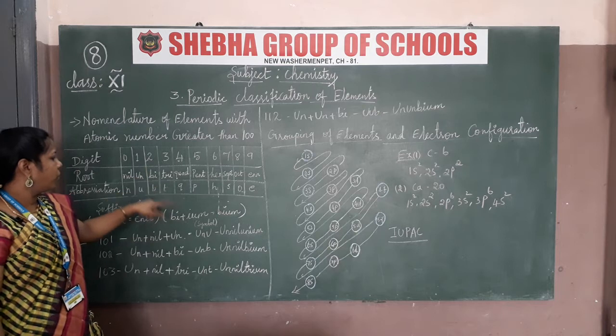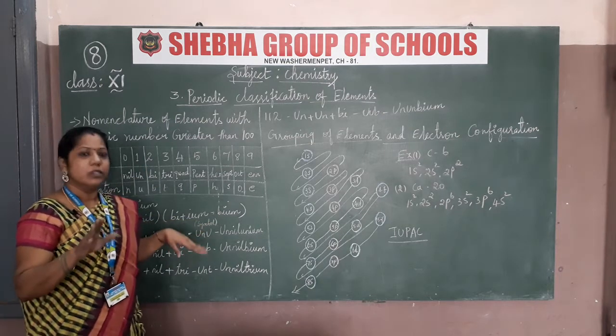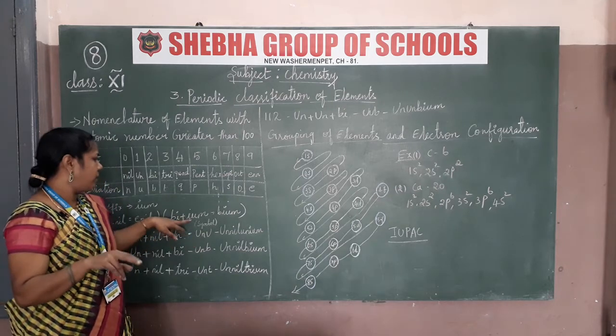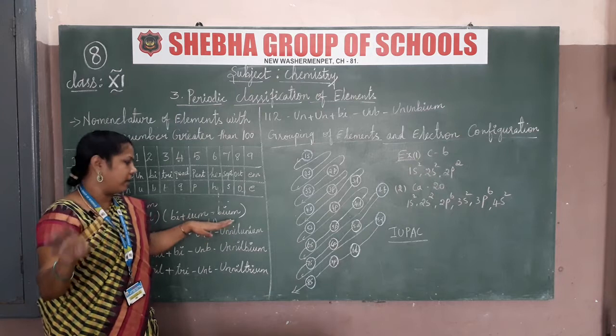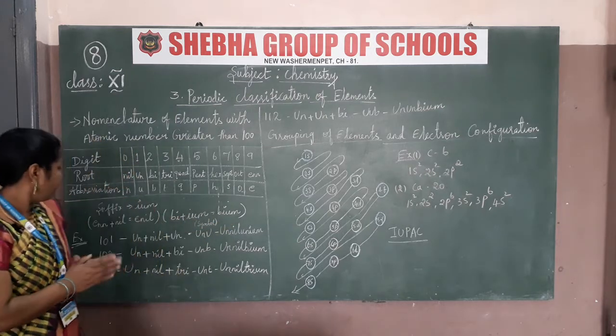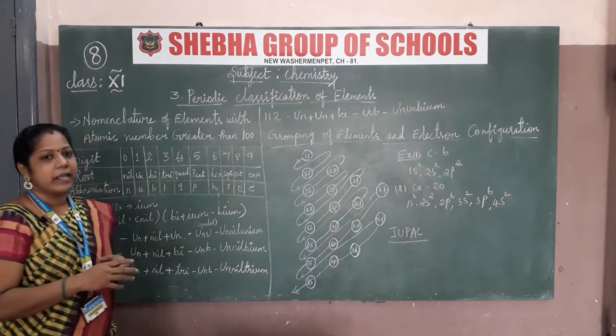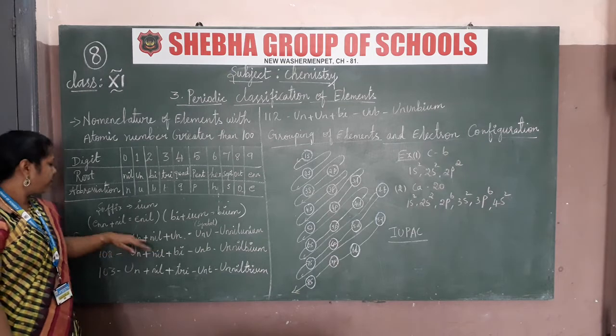The same way goes for bi. Bi means 2. Bi plus ium: you want to write double i, but there is no need to write the double i. Just write bium. This is the simple instruction for writing. If I explain through examples, it will be very easy to understand.